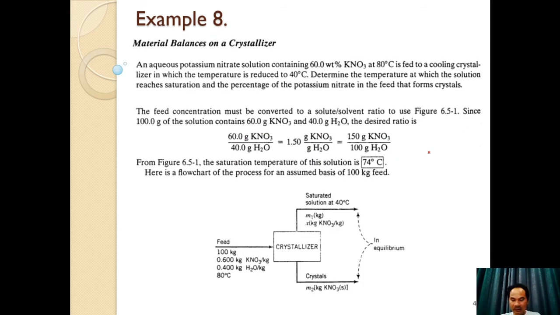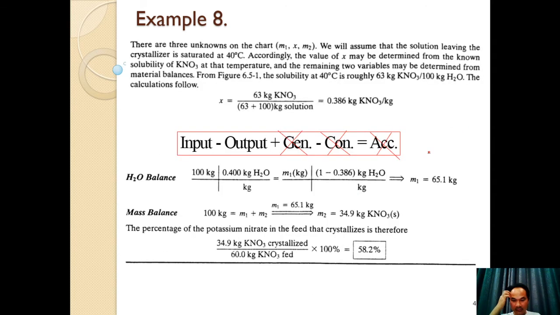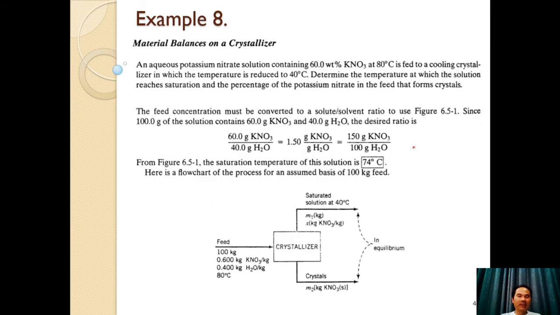And for the next example, right? For this case, we have an aqueous potassium nitrate solution containing 60% weight potassium nitrate at 80 degrees Celsius fed to the crystallizer, a cooling crystallizer. In this case, we cool from 80 degrees Celsius to 40 degrees Celsius and determine the temperature at which the solution reaches saturation and the percentage of potassium nitrate.